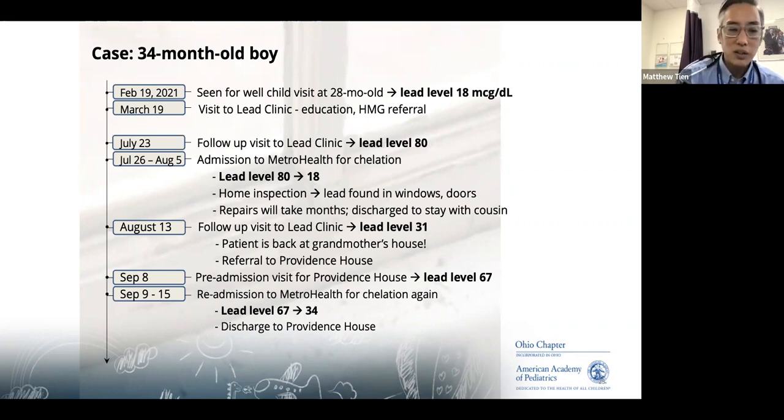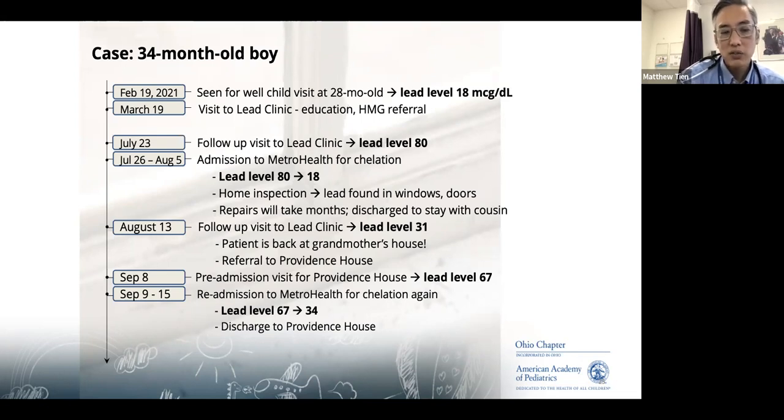So they came back maybe within a month. They got into our lead clinic because the lead level was higher than 10. They were scheduled at our lead clinic, had education done, and had the Help Me Grow referral done at the time. And then I think maybe we didn't have our best workflows in place as far as case management, because that patient was lost to follow-up until July 23rd.